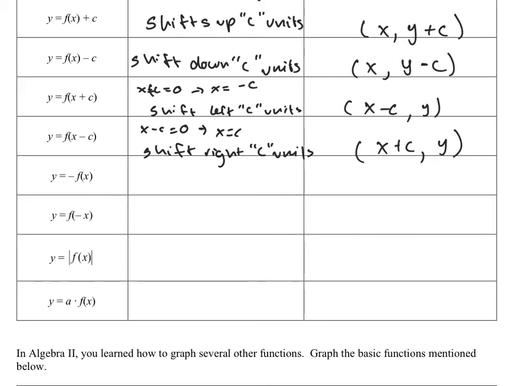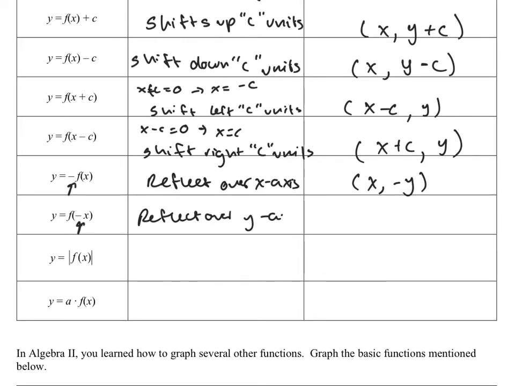All right. Now, a negative sign is in front of our function, so it's going to reflect over the x-axis. So we have x, negative y, okay? And now we have a negative sign inside of the function, so we're going to reflect over the y-axis. And vice versa, negative x, y, okay?